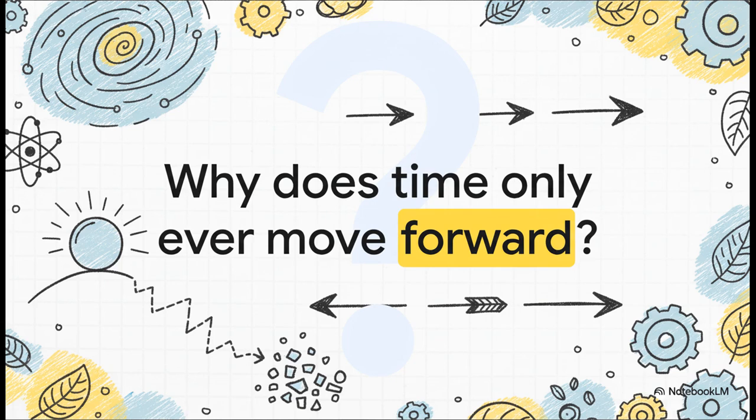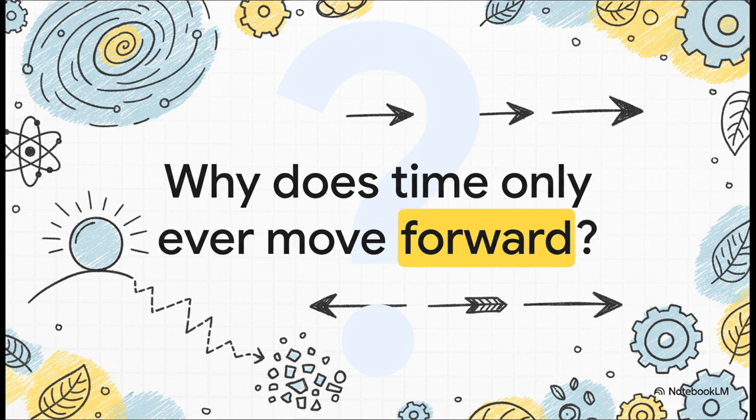Most of the fundamental laws of nature, from gravity to electromagnetism, are time symmetric. They don't care if time flows forward or backward. A movie of planets orbiting the sun would look totally fine if you played it in reverse. But in our lives, eggs don't unscramble themselves. We remember the past, but we never remember the future.